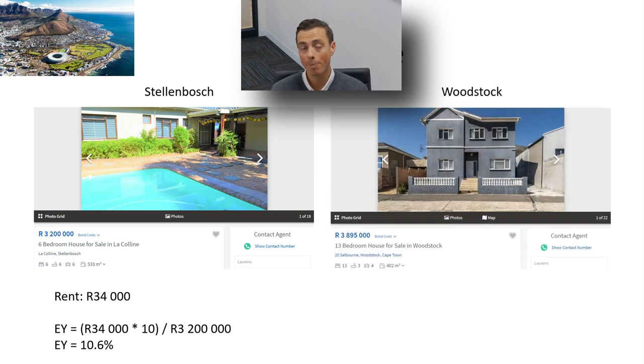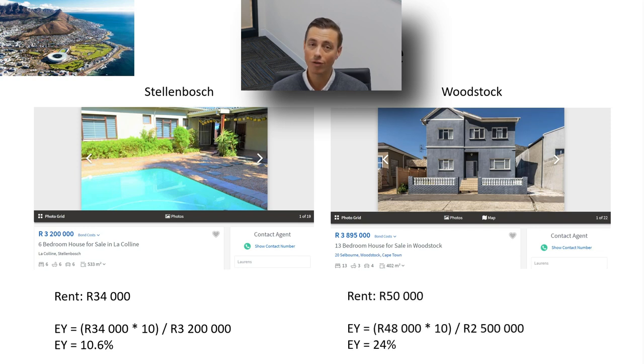Woodstock, another very popular area in the Western Cape. Here is a 13-bedroom house for sale going for under 4 million. With 50,000 Rand rent, you're getting a 24% yield.